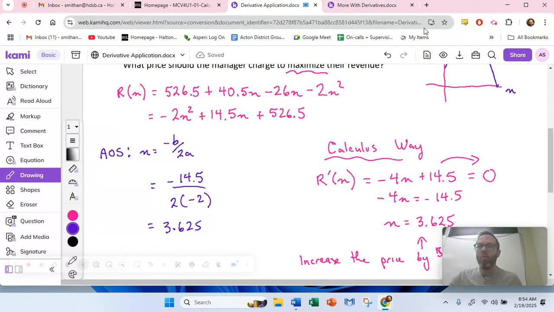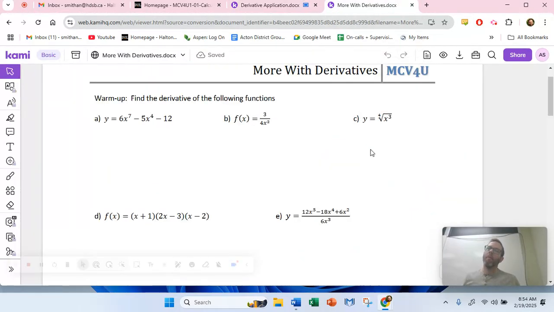Okay, what we're doing today, we are doing more with derivatives. I'm going to pass this around to you guys. We'll warm up with finding a few more derivatives using our rules from yesterday. We're no longer using first principles. And then we'll just do a few more types of problems together. Really not a ton of new concepts today. Just getting used to finding derivatives. Lots of time to practice.